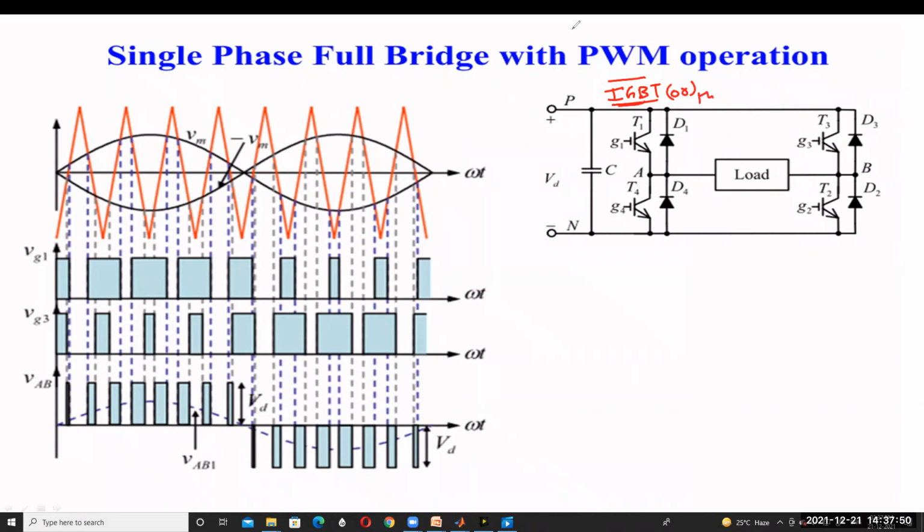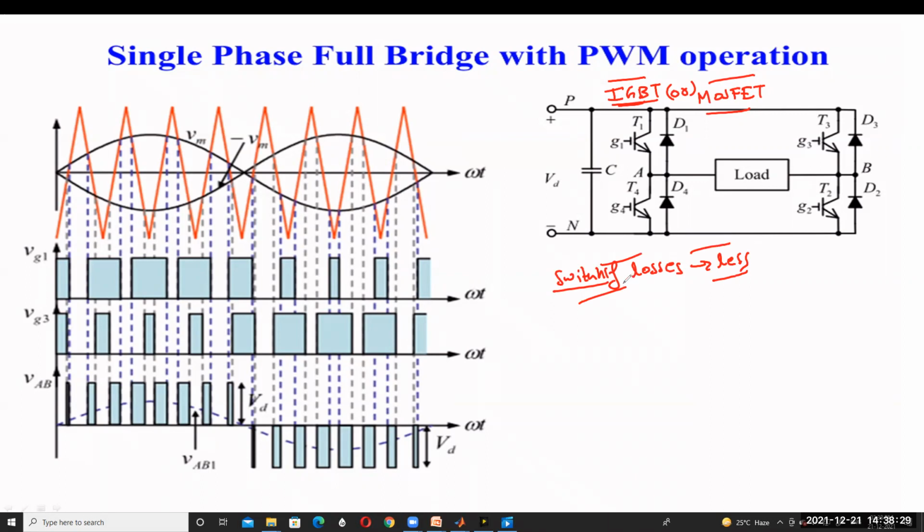IGBT or MOSFETs are used for the design of an inverter because these devices have very low switching losses. IGBT and MOSFET have very low switching losses. That's why IGBTs or MOSFETs are generally used for the design of an inverter.